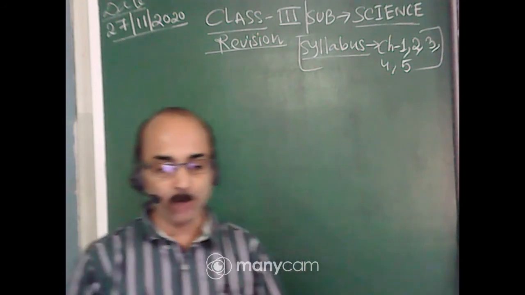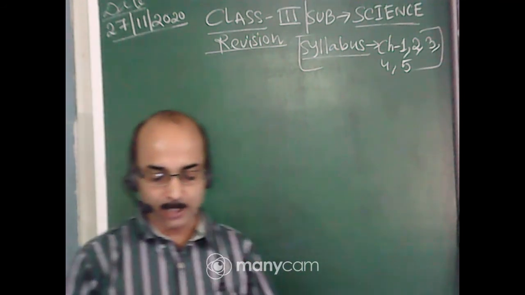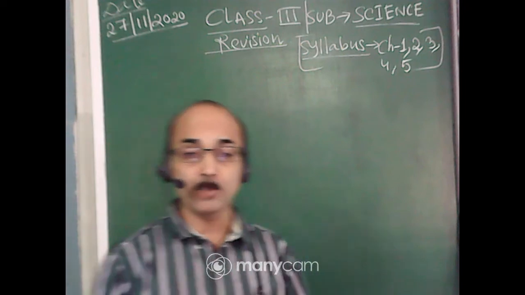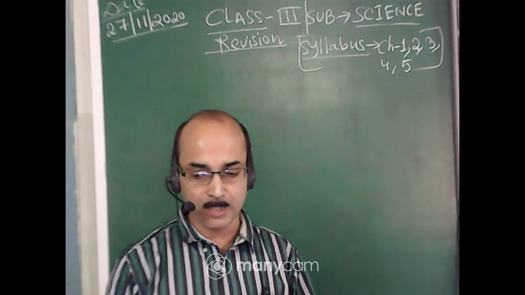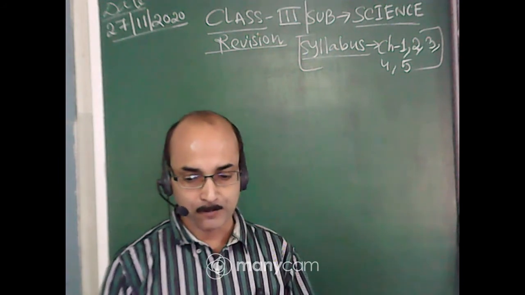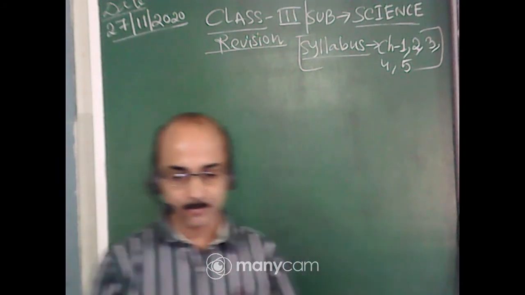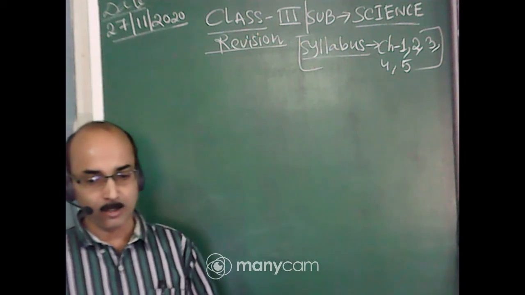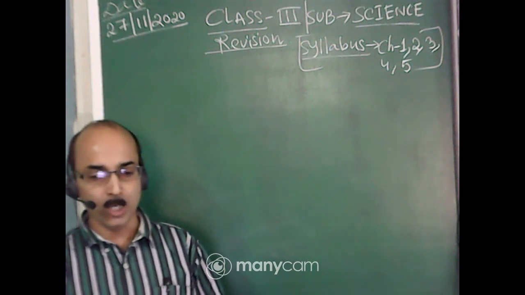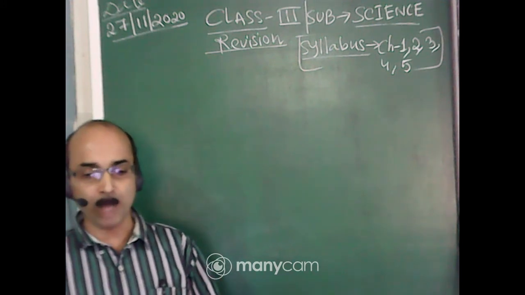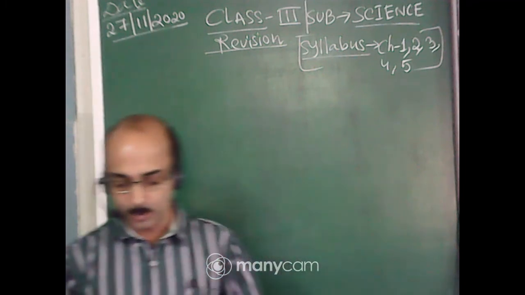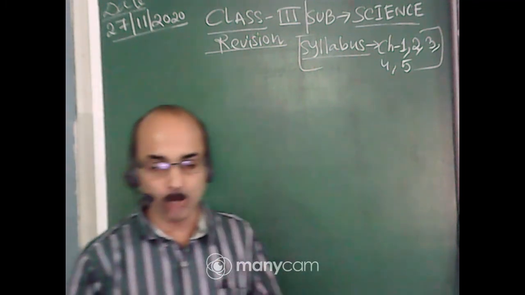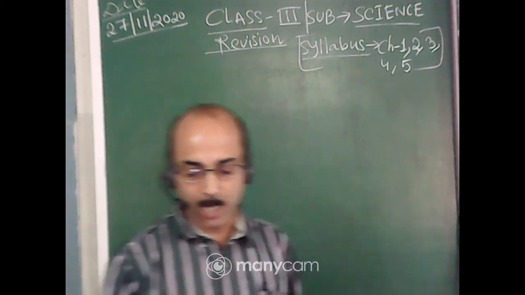How is soil formed? We have also learned the process of formation of soil. Soil is formed by the breakdown of rocks into tiny pieces. Divyanka, you have written soil is supermost layer, not supermost, uppermost. Soil is the uppermost layer of the earth. So soil is formed by the breakdown of rocks into tiny pieces.